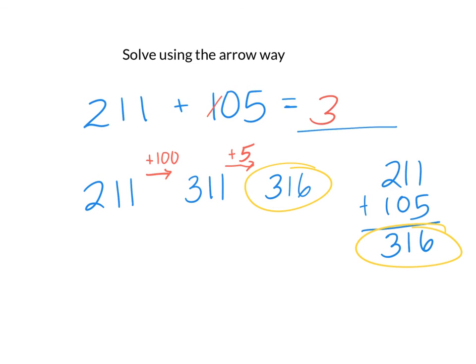So this is just a strategy to use. If your assignments tell you to use the arrow way, you might need a piece of scratch paper to practice. But it's one of those things where you just want to see what place value you need to be adding, and that's what the point of the arrow way is. You see 100 and you see 5 ones, okay?